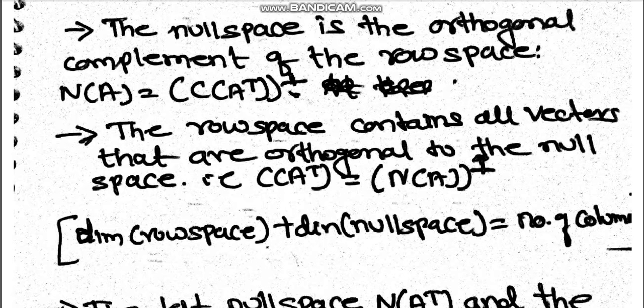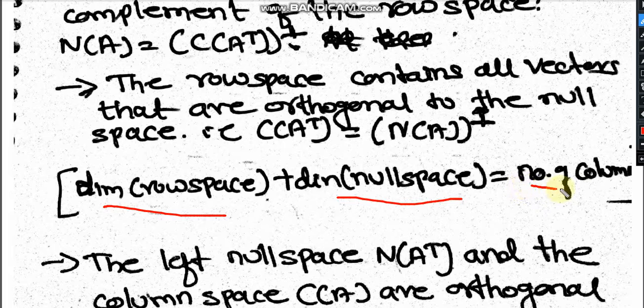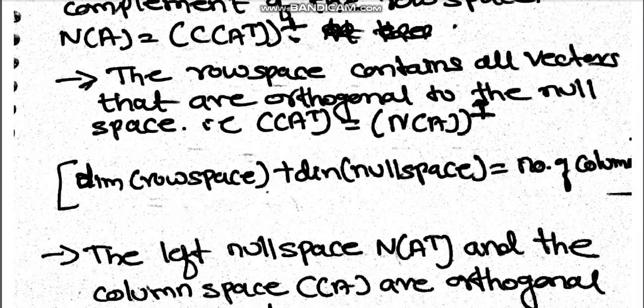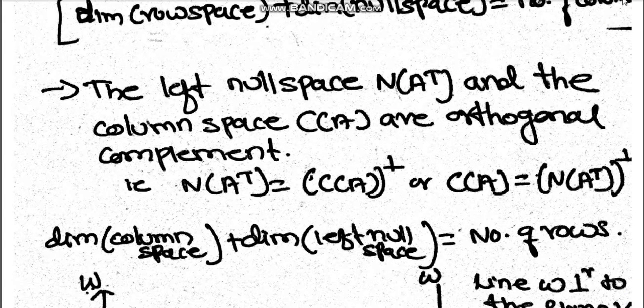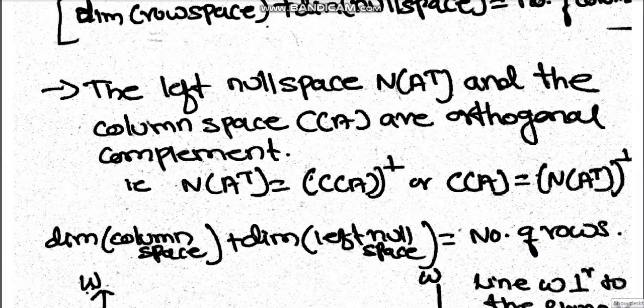So here, as you already know, the dimension of row space and the dimension of null space should be equal to the number of columns. So you can have that here. And then one more, according to the dimension of row space and dimension of null space, you even know that the left null space and the column space are orthogonal complements, and the dimension of column space and the left null space will be the number of rows. So these are the properties from the four fundamental spaces also.